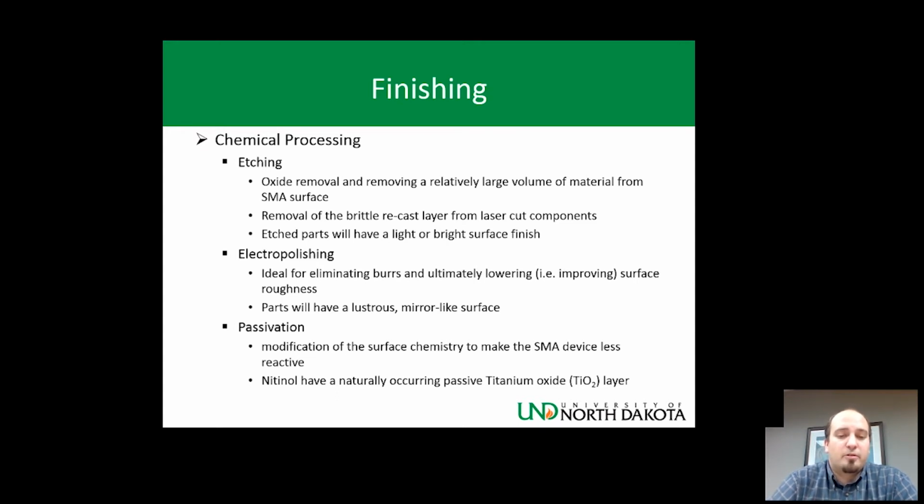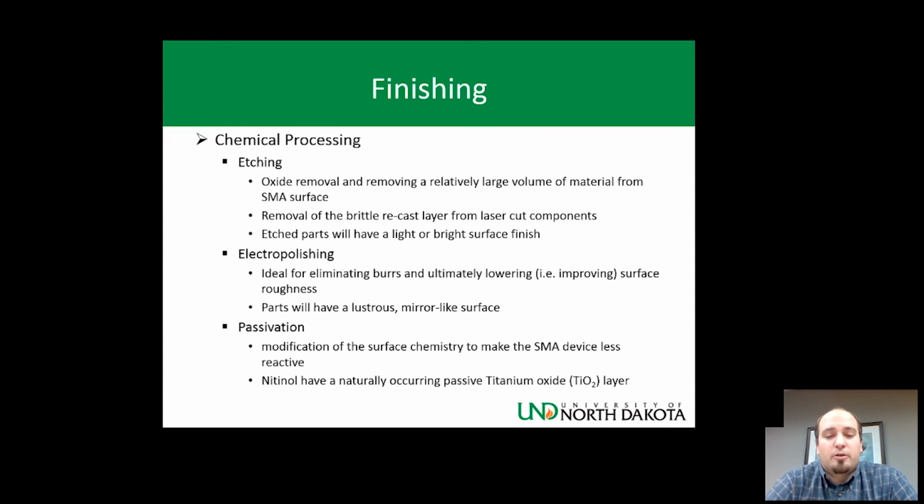Electropolishing is an electrochemical process that removes material from the surface of the SMA component. During electropolishing, electrical current flows over the peaks present on the relatively rough surface and creates high current density at these locations. This results in the preferential removal of high spots, which makes it ideal for eliminating burrs and ultimately lowering and improving surface roughness.